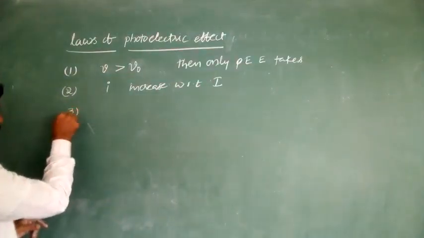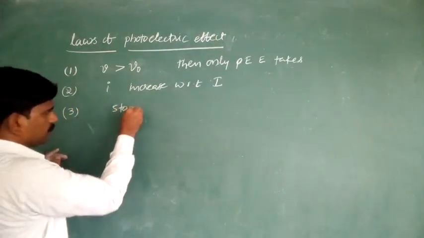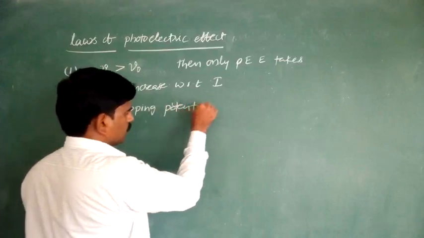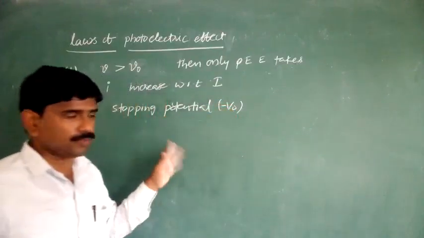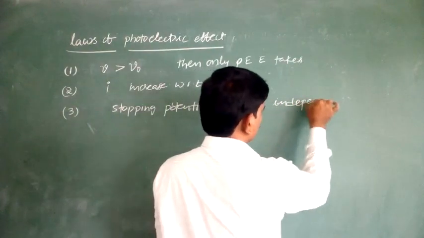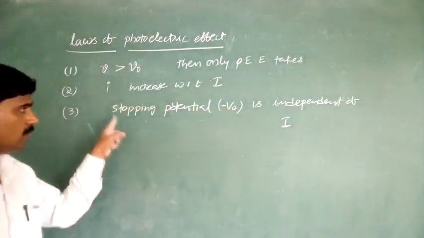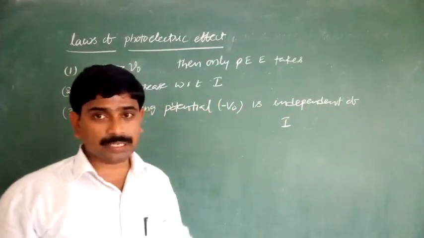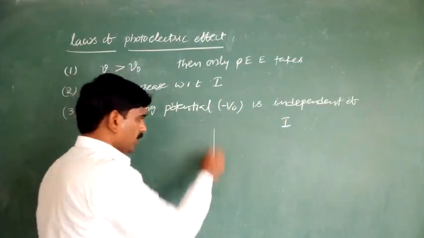Next, third one, stopping potential, that is minus V naught. Stopping potential is independent of the intensity of incident radiation. Whatever the intensity of incident radiation may be, the stopping potential is the same. We are getting the graph like this.